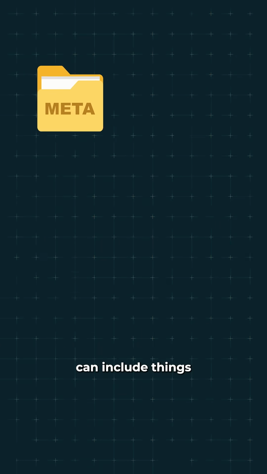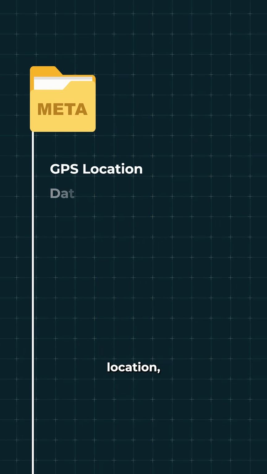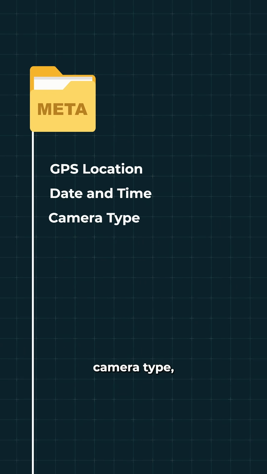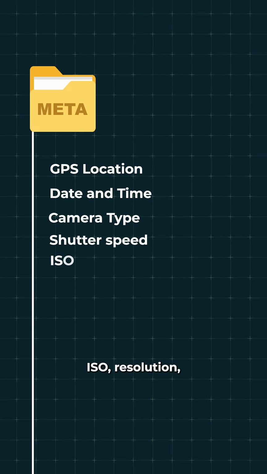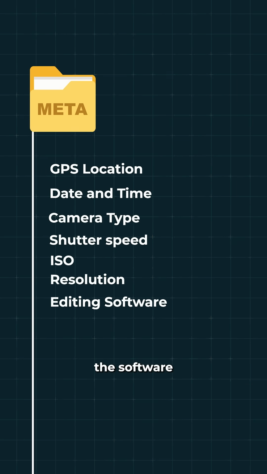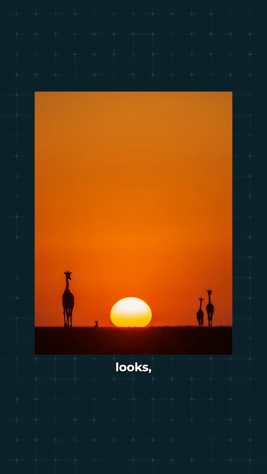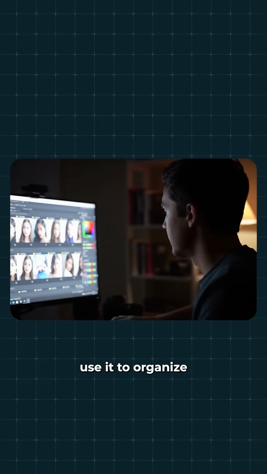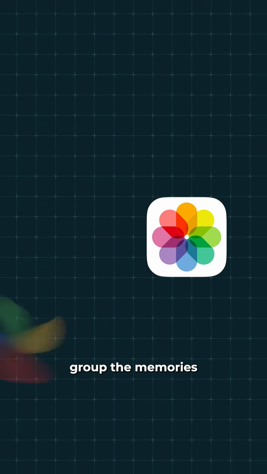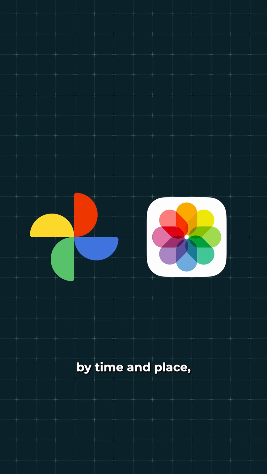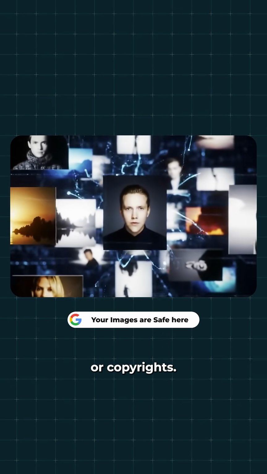Metadata can include things like GPS location, date and time, camera type, shutter speed, ISO, resolution, and even the software used to edit the image. This data doesn't change how the picture looks, but it's incredibly useful. Photographers use it to organize shots. Some apps group the memories by time and place, and websites use it for search, licensing, or copyrights.